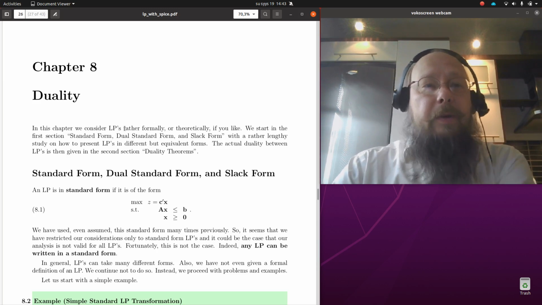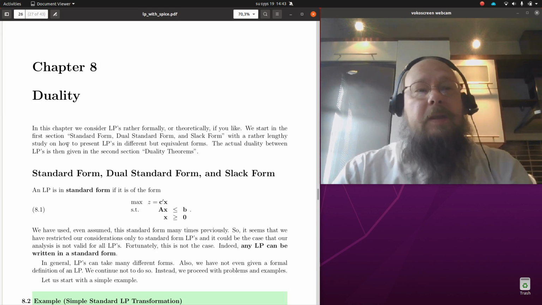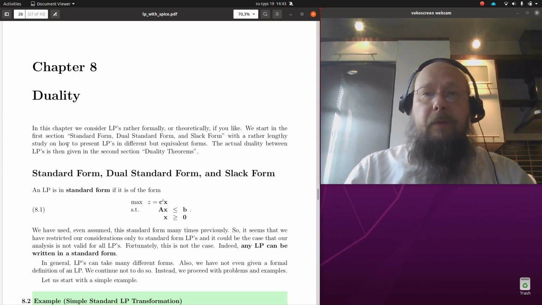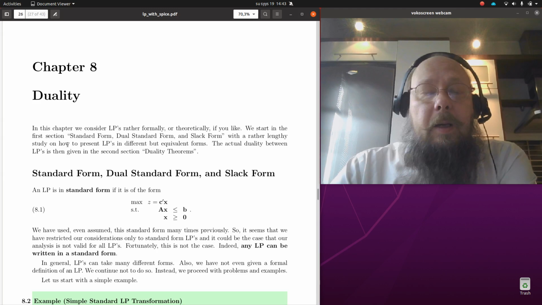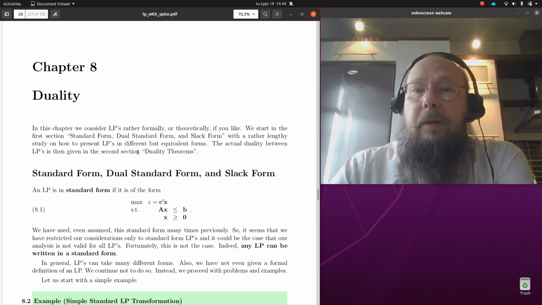So we start with the first section called standard form, dual standard form, and slack form. So this is a rather lengthy section, and what's the point there? We study how to represent a linear program LP in a very different but equivalent form. By equivalent form we mean that it's actually the same problem, but we represent it slightly differently. And then the actual duality. So duality is the topic of this chapter. That's a thing between two different LPs, and this is given in the second section called duality theorems.